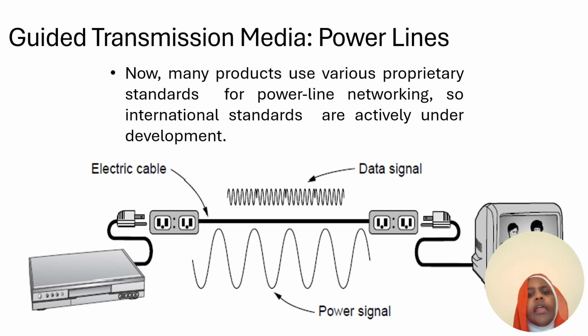The idea is very simple: the frequency of the power signal is different from the frequency of the data signal, so they both can be multiplexed in the power line. And you plug in your smart TV, and then you will have both electricity and connectivity. The problem is that there are various standards in terms of electrical products, and there is no international standard. People are working towards this.